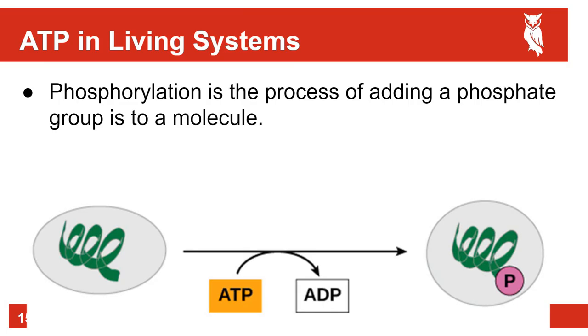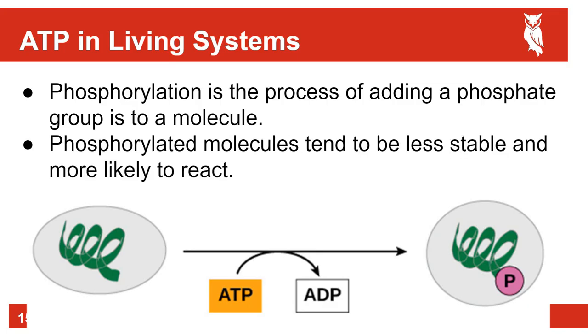Phosphorylation is the process of adding a phosphate group. So if you get rid of it, it's called dephosphorylation. If you add it, it's called phosphorylation. Phosphorylated molecules tend to be less stable and more likely to react. So in this example, this ATP loses that inorganic phosphate. That is called what? Dephosphorylation, and it becomes ADP. But this protein is now phosphorylated. Usually, the thing that's going to get phosphorylated is a protein. That's actually how they work, specifically active transport. The protein becomes phosphorylated and then changes shape.